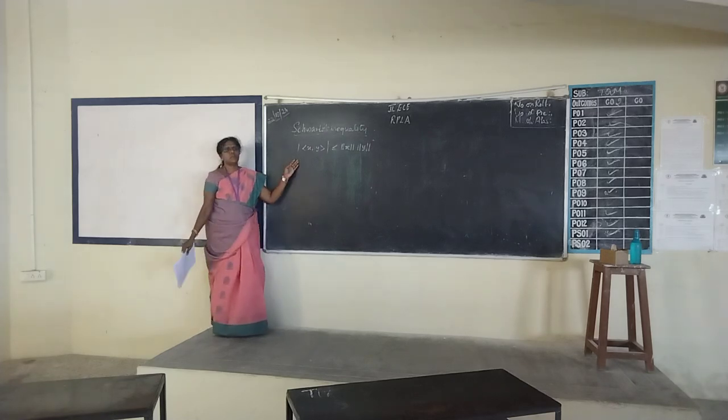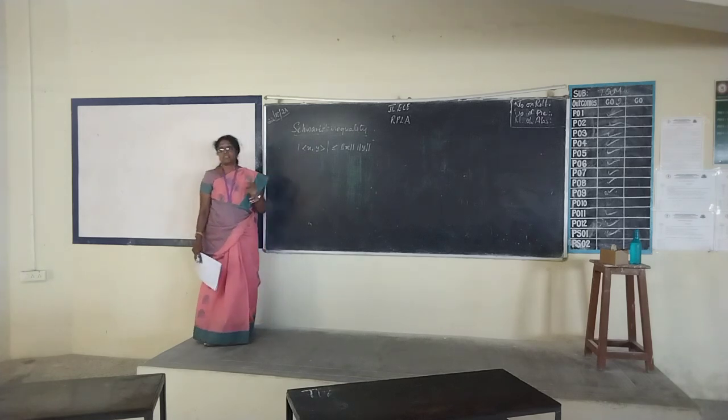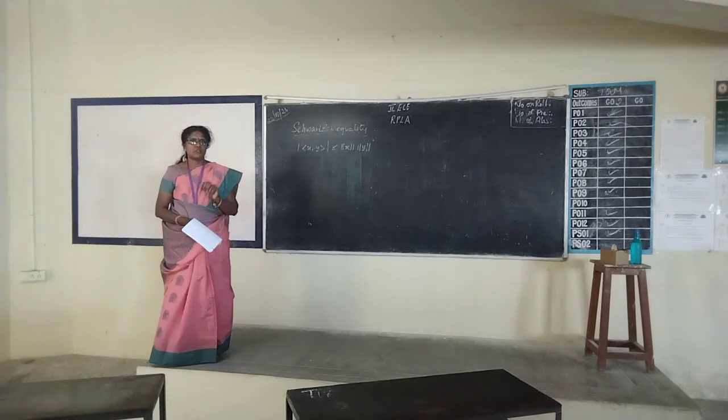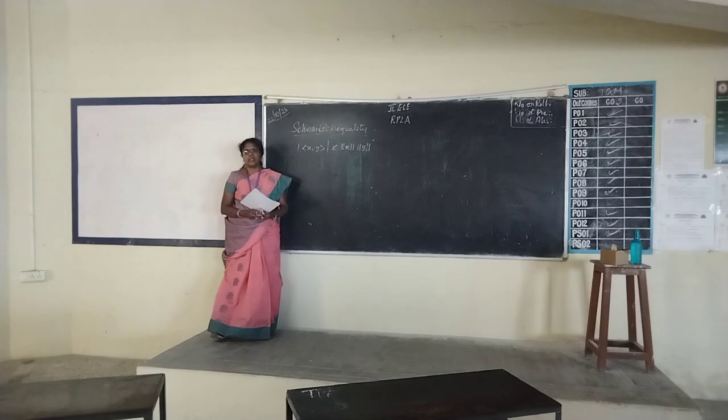The other name for this one is also Cauchy's inequality. Both are the same. So what is that one? The modulus of the inner product of x comma y will be less than or equal to norm x into norm y. The second one is the triangle inequality.